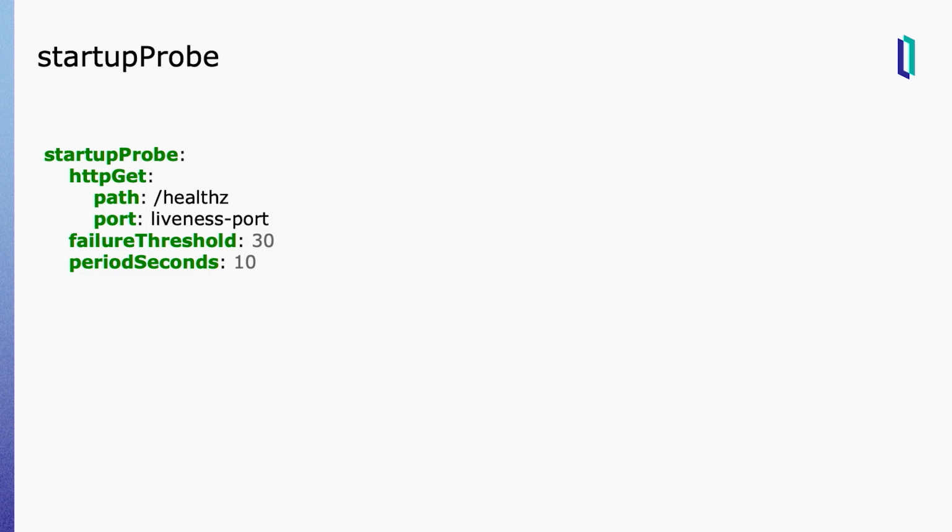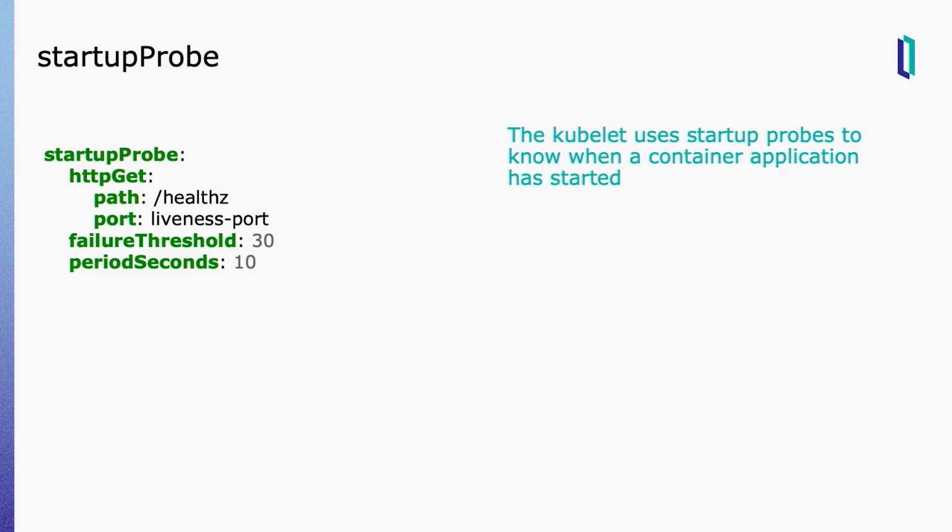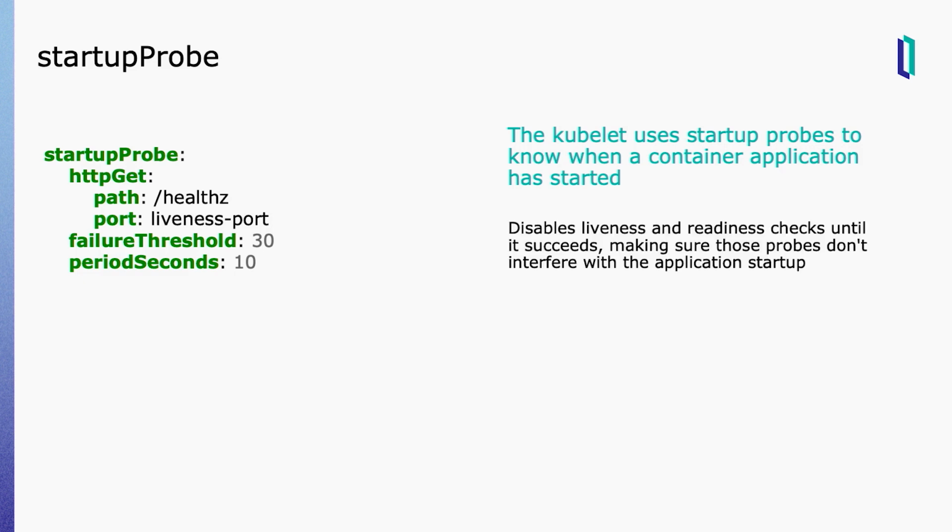The startup probe I mentioned as well can similarly take different forms. Here's an example of using the HTTP version. The kubelet only runs this after startup, and it disables the liveness and readiness checks until this succeeds. So the other two probes will not start until the startup probe is successful. And again, it checks to see that the application started and is running successfully.